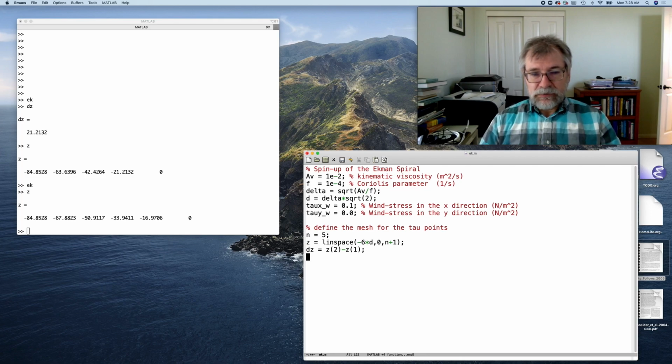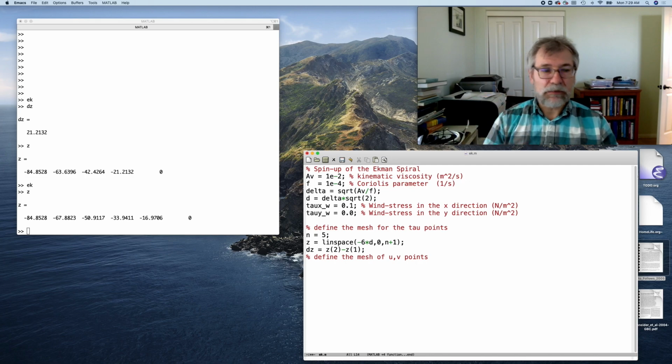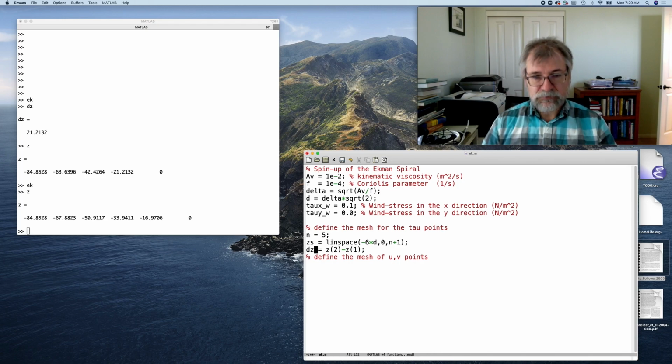Alright, so then we can define the mesh of U and V points, and those will be staggered starting at delta Z above the last stress point. So I'll give these different names to remind me those are the stress points. I'll call them ZS for stress, and for the velocities I'm going to use Z velocities.